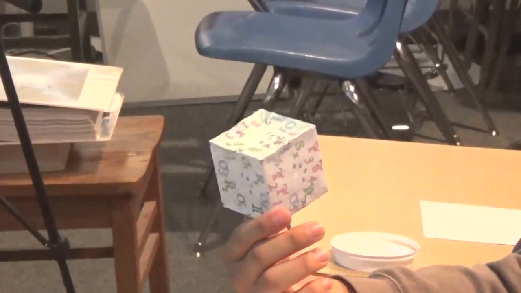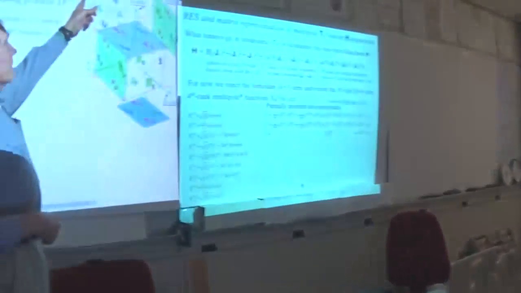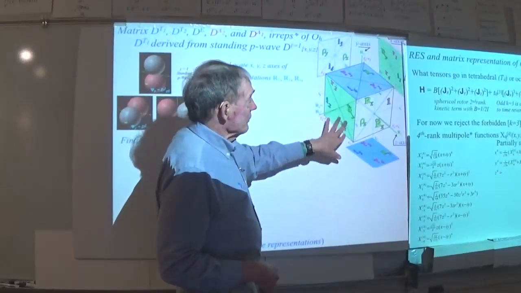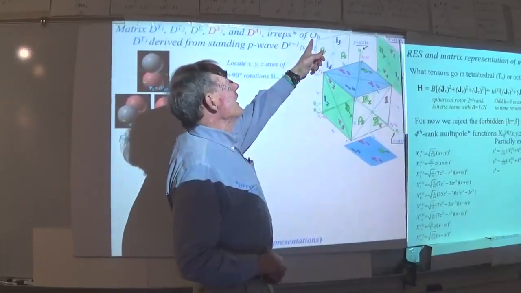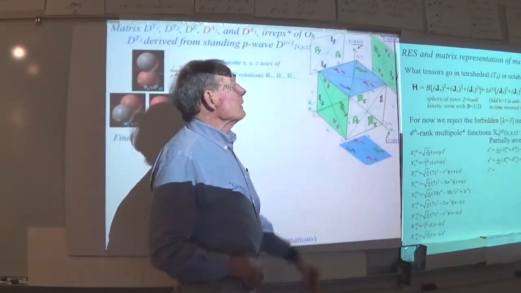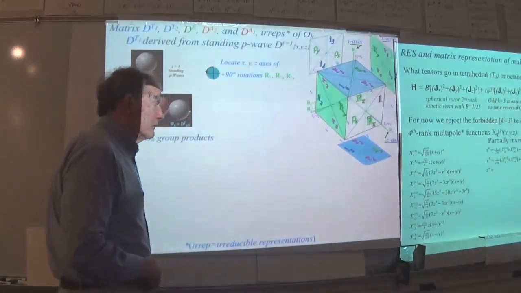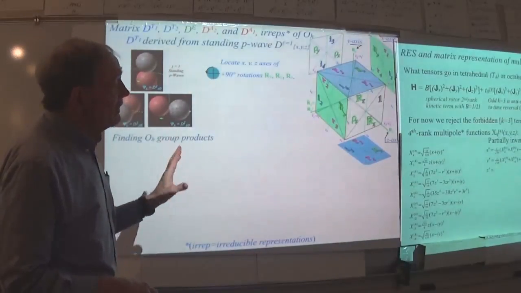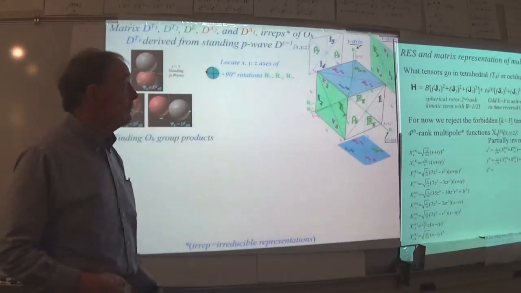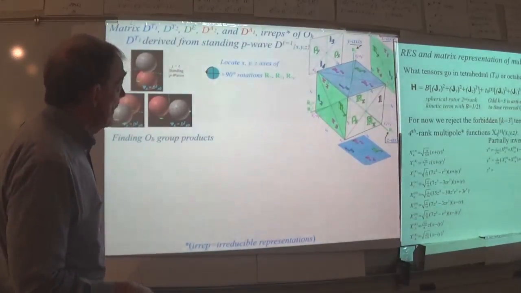But those are all 24 of the operations in the group O. Now, there's some blank spaces in there that are reserved for the other half of O, which is the one that has operations that involve reflections. Those are all rotations. Every one of those is a rotation, and we're going to explain a lot about that.